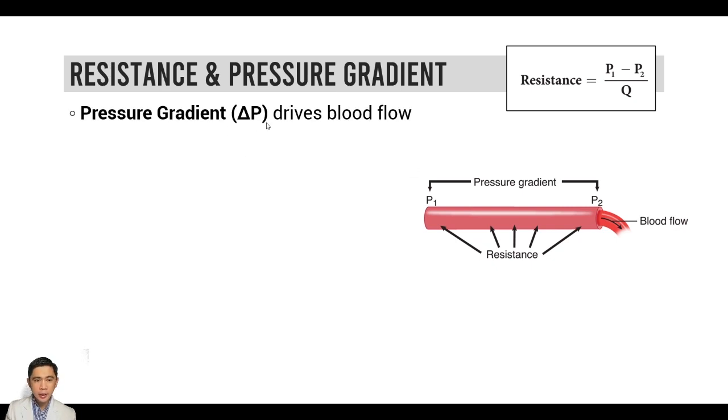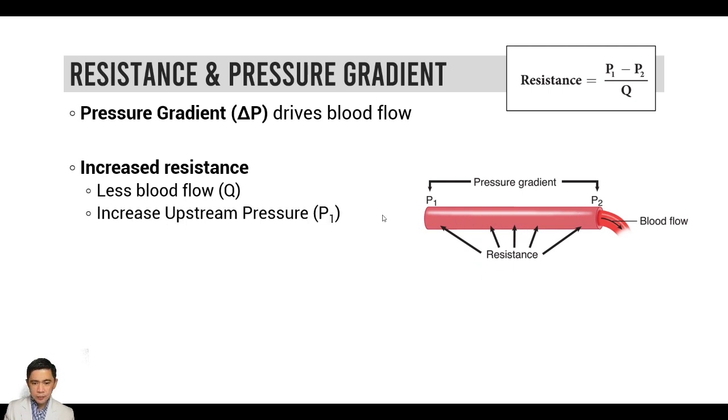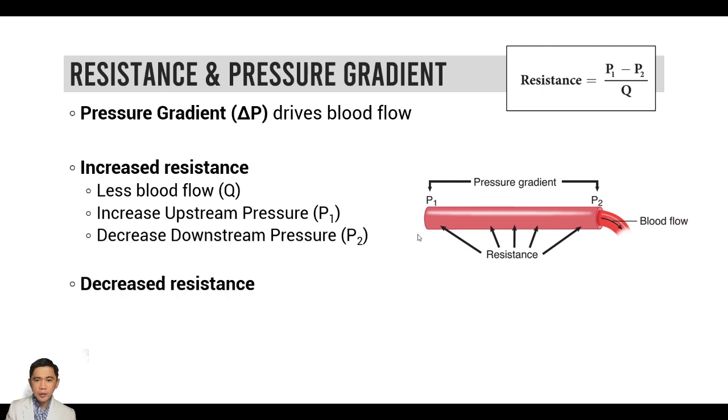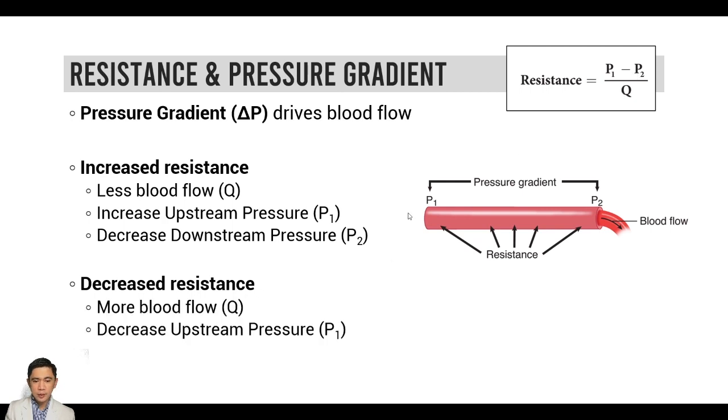So the pressure gradient will drive blood flow. If we increase our resistance, there will be less blood flow. So if we increase resistance here, flow will decrease. Since there will be resistance, there will be a surge of pressure over here and less pressure over here. However, if we decrease resistance, our pressure gradient will also decrease, but the blood flow increases. So more blood flow, decreased upstream pressure, and increased downstream pressure. Okay, feel free to pause and analyze.